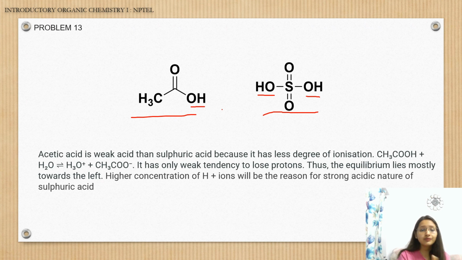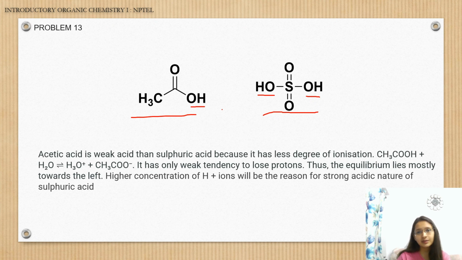I'm repeating myself again because it is a bit confusing. What is happening here in the acetic acid case? You have one OH, one proton that is ionizable, that will dissociate when you add acetic acid to water, and it will form one H plus and acetate. But in the case of sulfuric acid, what happens? Sulfuric acid has two ionizable protons.